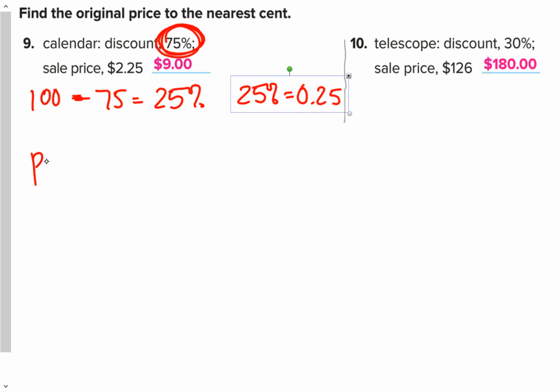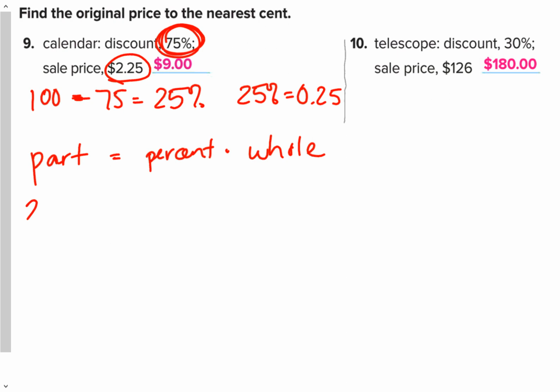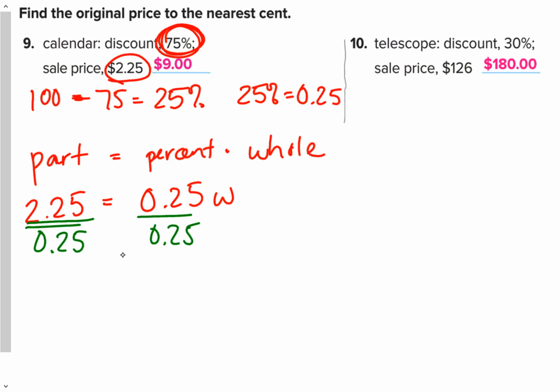Again, we're going to do our part equals our percent times our whole. We do know that we paid 2.25, so 2.25 equals 25% of our whole. And how we're going to solve this is we're going to divide by 0.25 on both sides of the equation. This cancels out to 1, so our answer is $9.